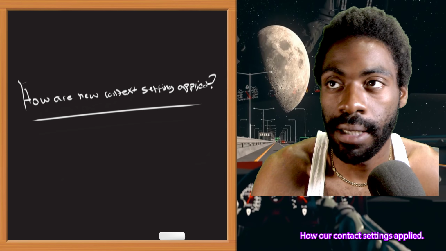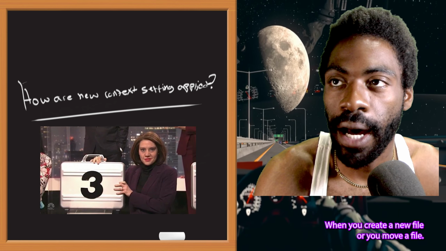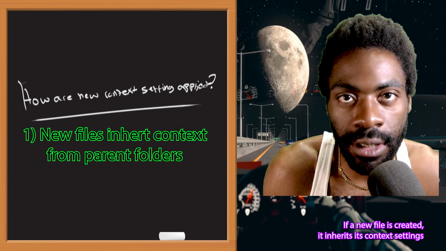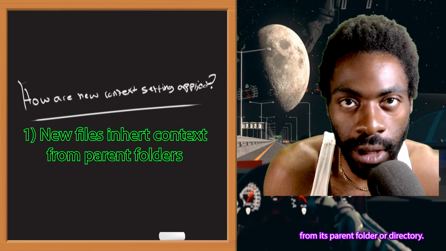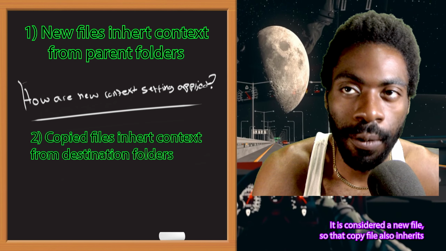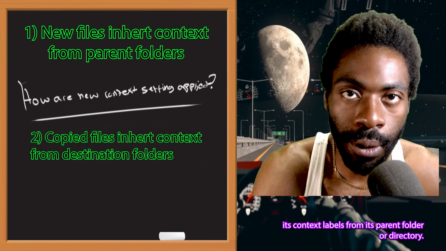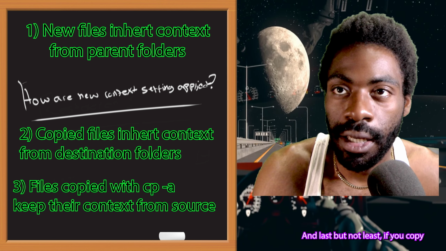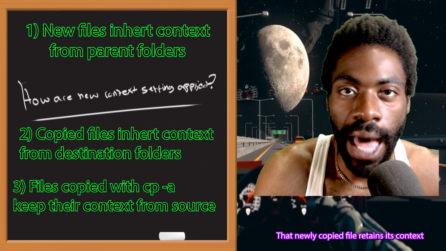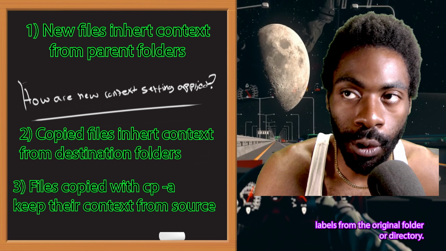How are context settings applied? Well, there are 3 general rules when you create a new file or you move a file. Let's walk through them. If a new file is created, it inherits its context settings from its parent folder or directory. If a file is copied to a directory, it is considered a new file. So that copied file also inherits its context labels from its parent folder or directory. And last but not least, if you copy a file using something like cp -a, that newly copied file retains its context labels from the original folder or directory.